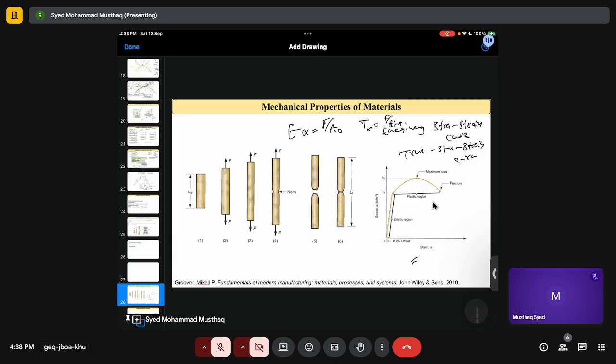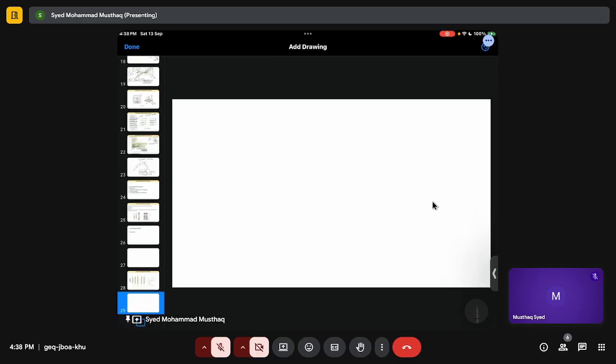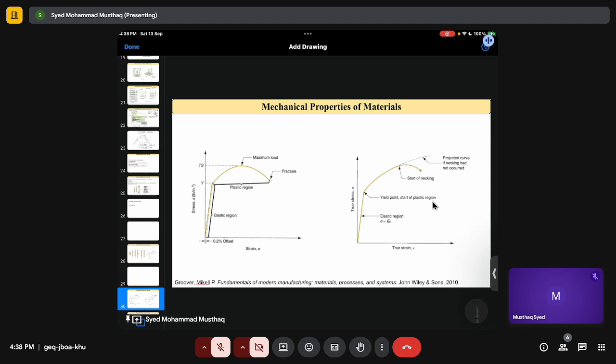So when you increase stress, let me draw something. Yeah, this is the difference between the engineering stress strain and true stress strain curve. In engineering stress, my area is constant, so it only depends upon load, and that's why the value decreases after a point. But in true stress, my area is also decreasing, that's why this value increases. That's all.